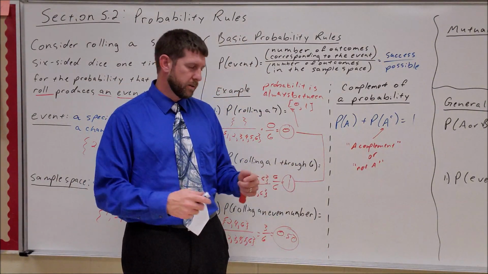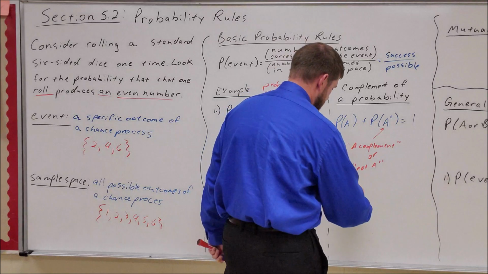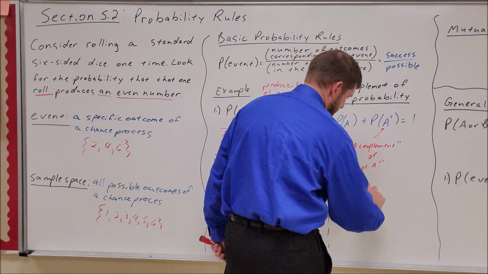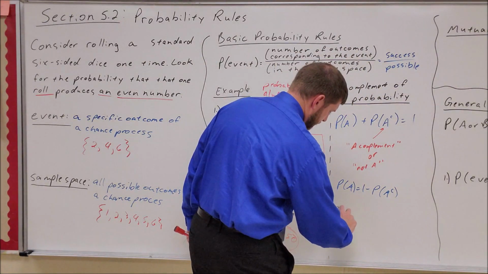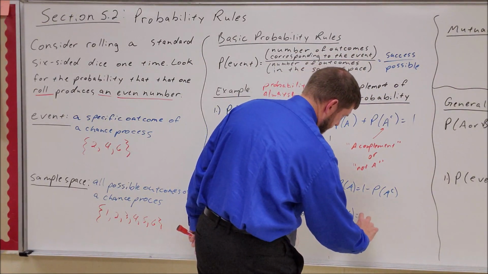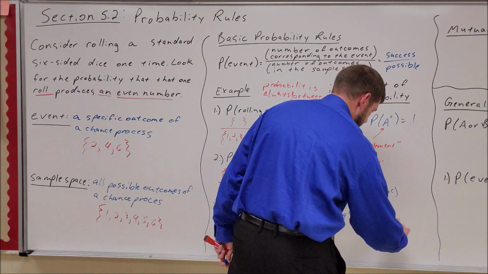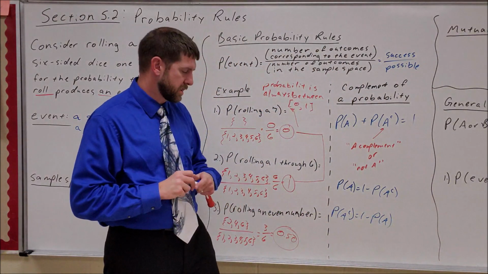Now, a couple of little extensions on that. Probability of A can be 1 minus the probability of A complement, or we could go the other way, probability of A complement is 1 minus the probability of A. Now, how did we use this before?